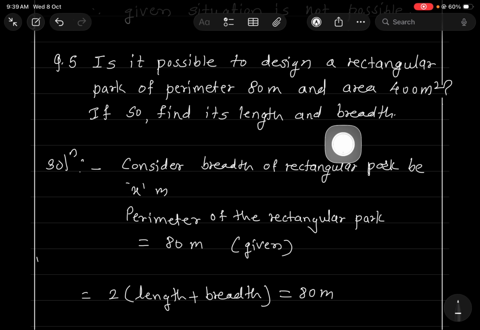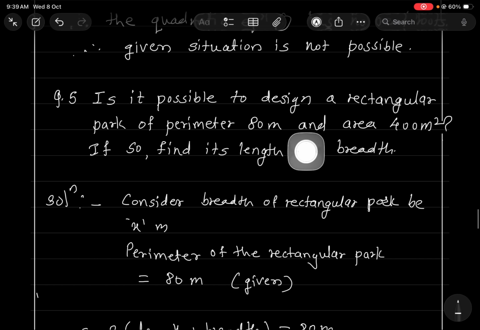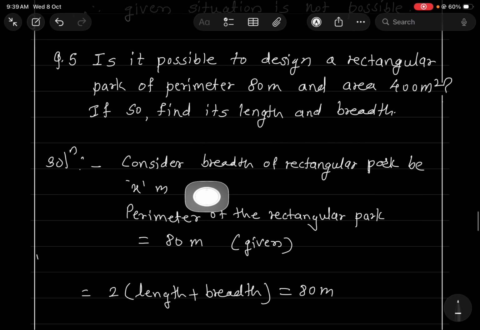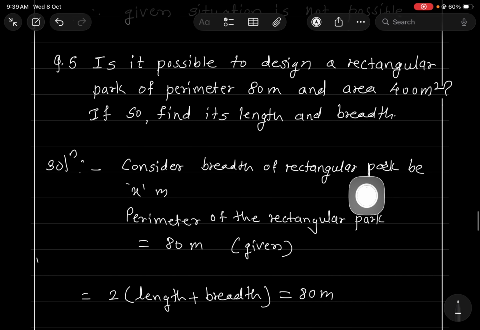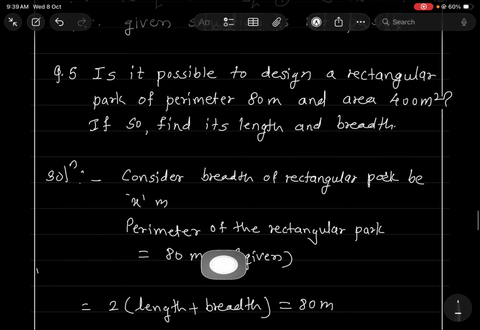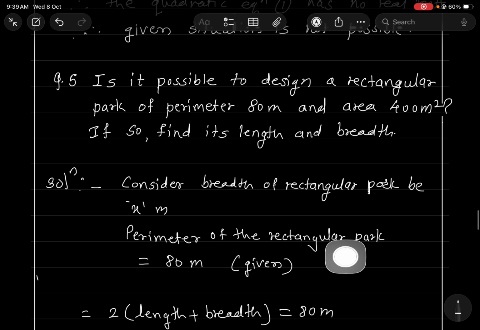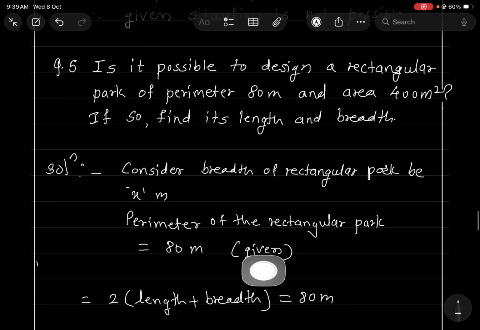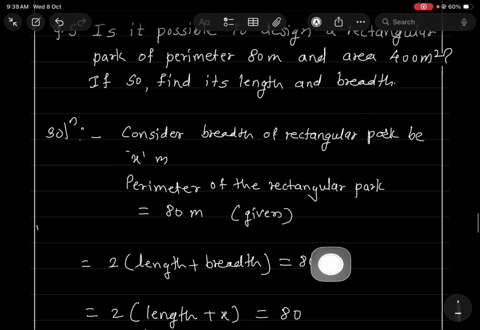If so, find its length and breadth. Now here perimeter is given and area is given. Consider the breadth of the rectangular park to be x meter. The perimeter of the rectangular park is 80 meter, and the area is also given.